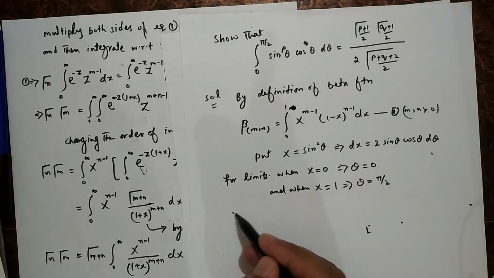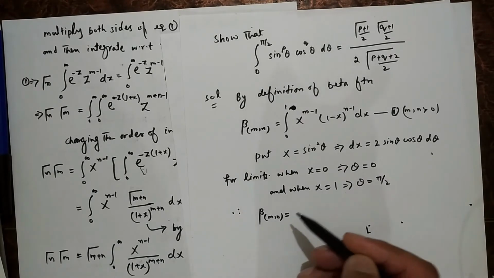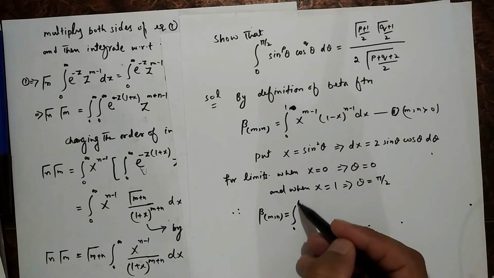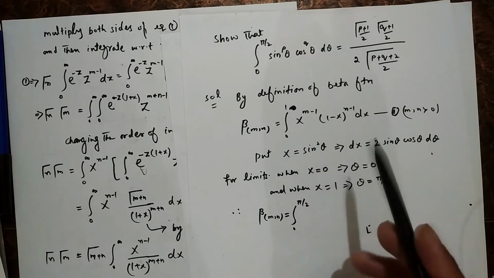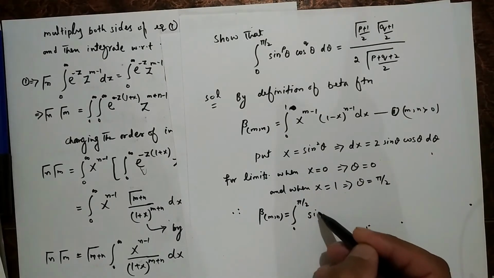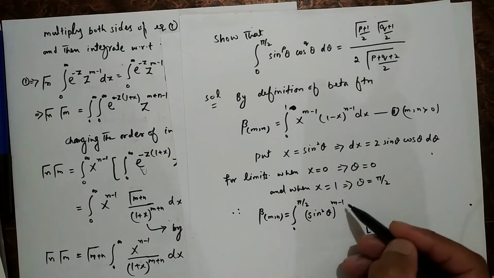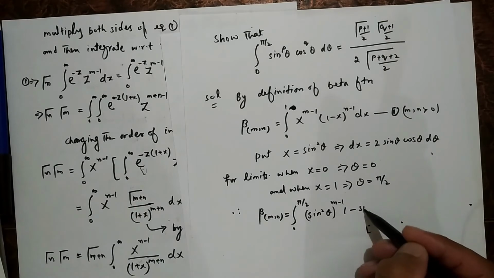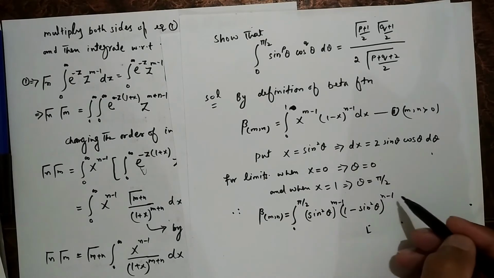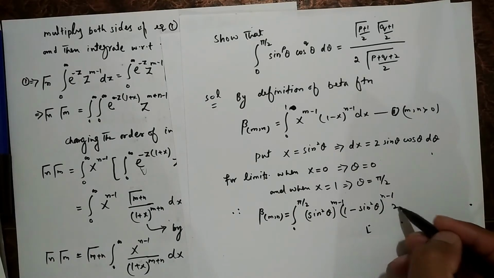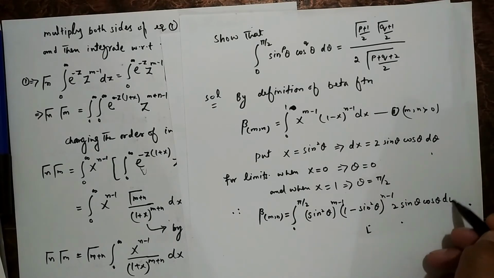Therefore beta mn will be equal to the integral from 0 to pi upon 2, and instead of x we have to write sine square theta, that is sine square theta whole to the power m minus 1, and 1 minus sine square theta whole to the power n minus 1, and d theta is 2 times sine of theta cos of theta d theta.